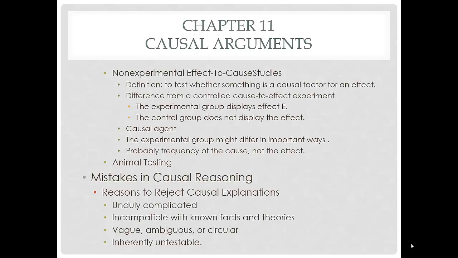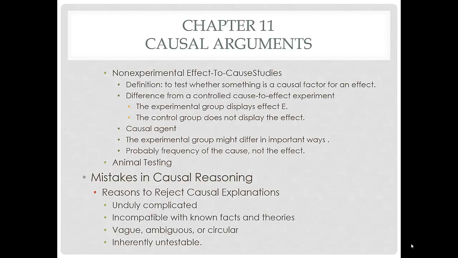Now, the second one we'll look at is known as the non-experimental effect-to-cause studies. Now, these differ from the previous two in important ways. Their goal, though, is what makes them different from the other two. In the cause-to-effect experiment and study, the cause is known, the effect is unknown. In the non-experimental effect-to-cause study, it's the exact reverse. Namely, the effect is known, but the cause is not known. So the objective is to determine whether something is a causal factor for an effect. So effect known, cause not.